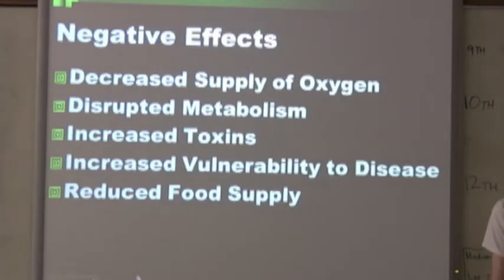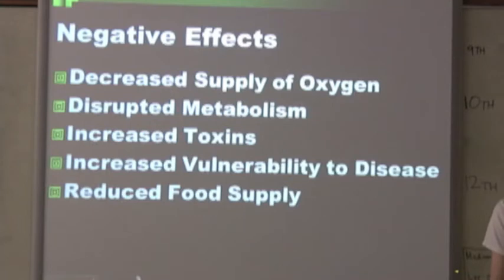The negative effects that it causes: it decreases the supply of dissolved oxygen in the water, which can cause animals and plants to die. It disrupts the metabolisms of different species of animals inside the water, because fish and other organisms require different temperatures, so they won't survive.